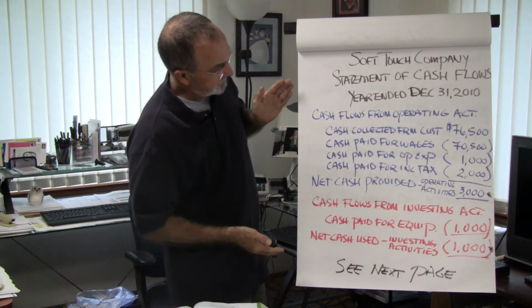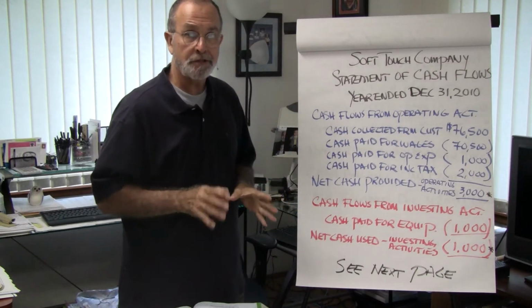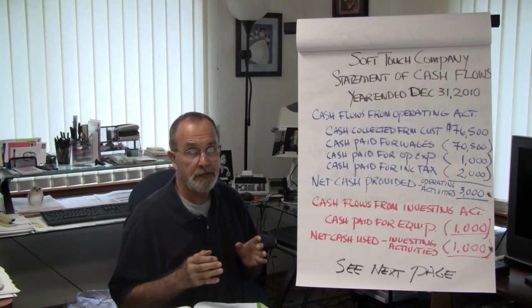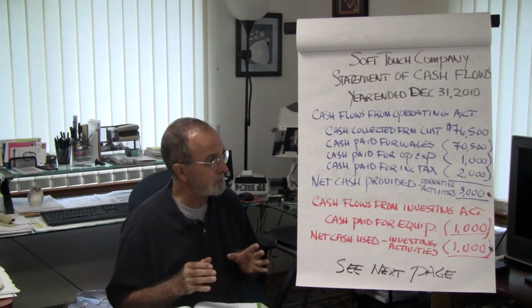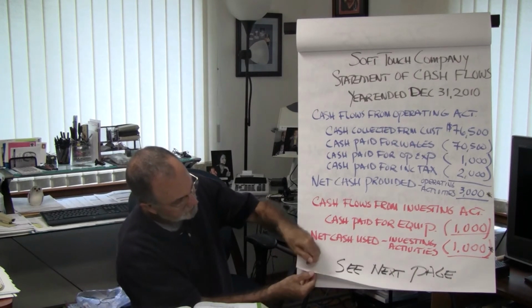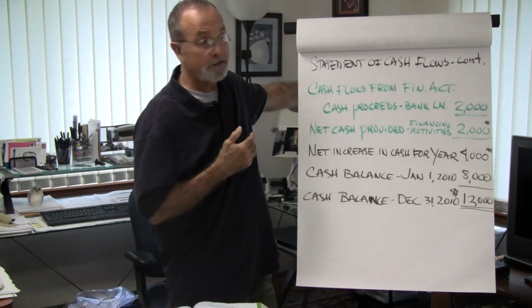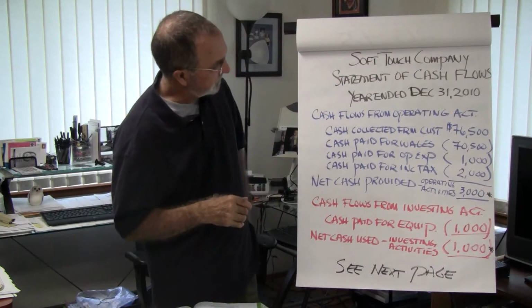What I've done here is use different colors to show the three different sections of the statement of cash flows. Remember that we classify or categorize cash flows according to three different criteria. The first would be operating activities, the second is investing activities, and the third, which shows up on the next sheet, is financing activities. So let's go through these one at a time.